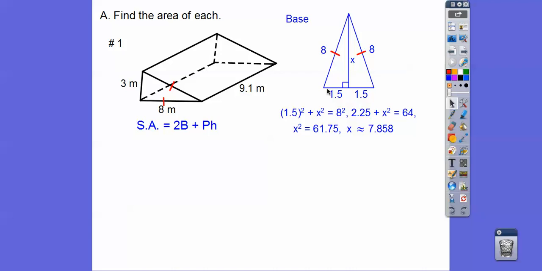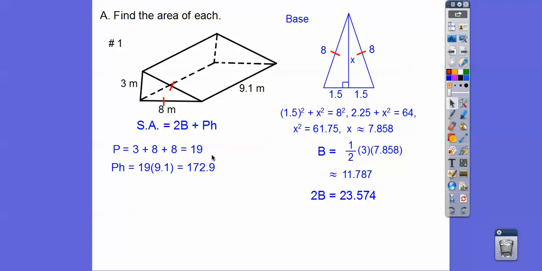So the area of a triangle is 1/2 base, which is still 3, times this height right here. So I get about 11.787. Okay, and then two of them, I multiply it by 2, so 2B equals 23.574. All right, so let's get the perimeter. The perimeter is going to be 3 plus 8 plus 8, so that's going to be 19. So Ph, 19 times 9.1 is 172.9. Okay, so 2B plus Ph is going to be this number plus this number, and don't forget it's in meters squared. So there's our answer in meters squared.